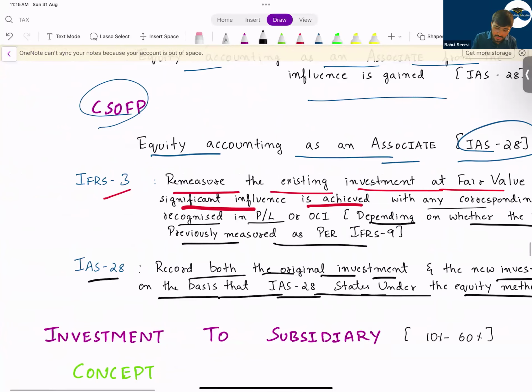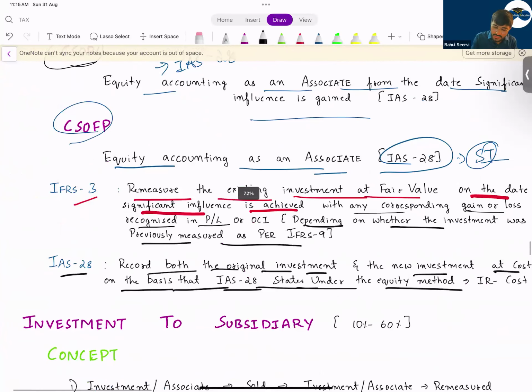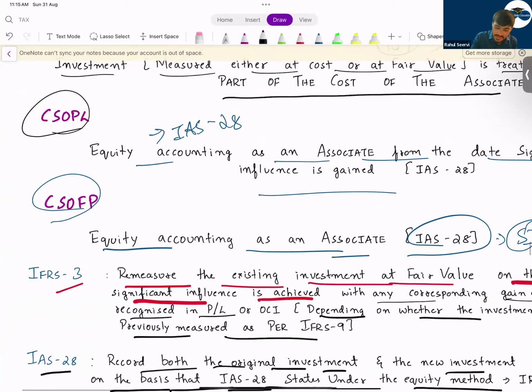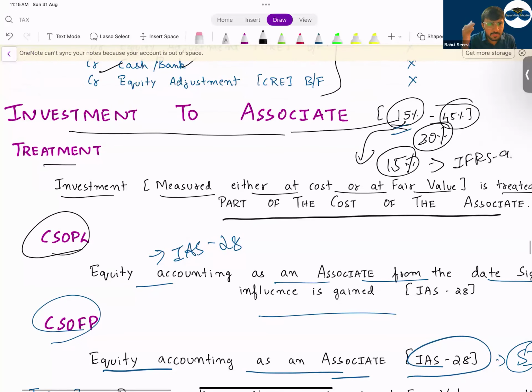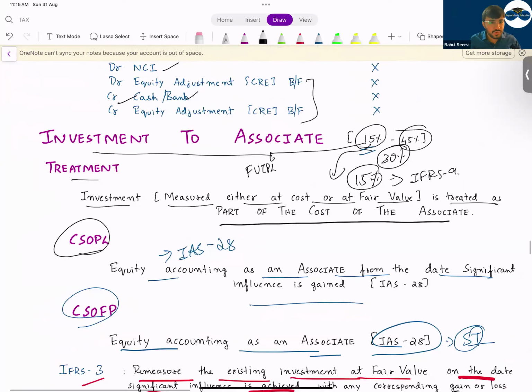And now when the company was using IFRS 9, if the company was using fair value through P&L, the gain or loss is recorded in P&L, no issues. But if the company is using fair value through OCI, the gain was in OCI. In that case, can we reclassify this? We can't reclassify. You will take it to equity directly. Write down this sentence, you will get 1 mark: it will be taken to equity. So with this, investment to associate is done.